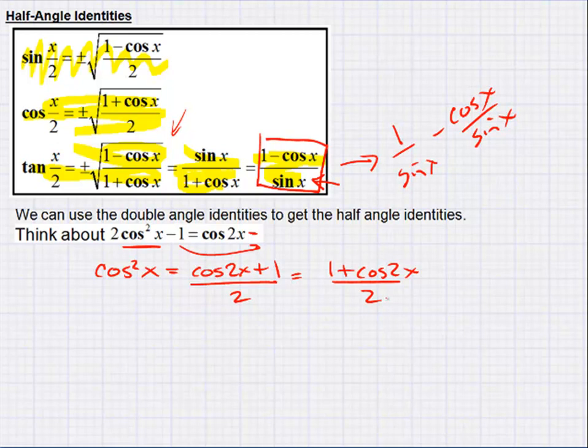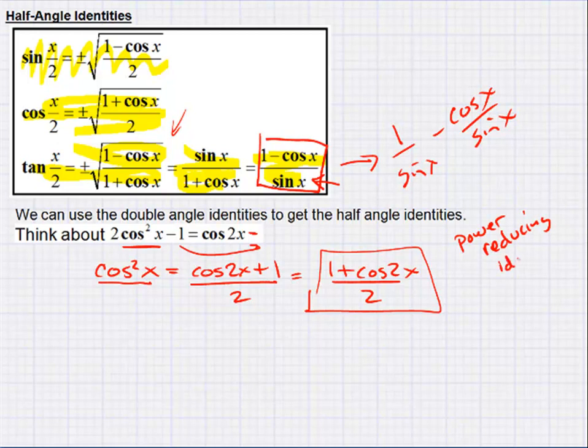This identity, actually, this thing right here that you're looking at, actually has a name to it. Cosine squared x equals 1 plus cosine 2x over 2. The name of that is called the power reducing identity. It's not really that important for you right now. It is just another identity that has a specific name that does come up at a later date. So while we're here, I might as well just point it out to you.